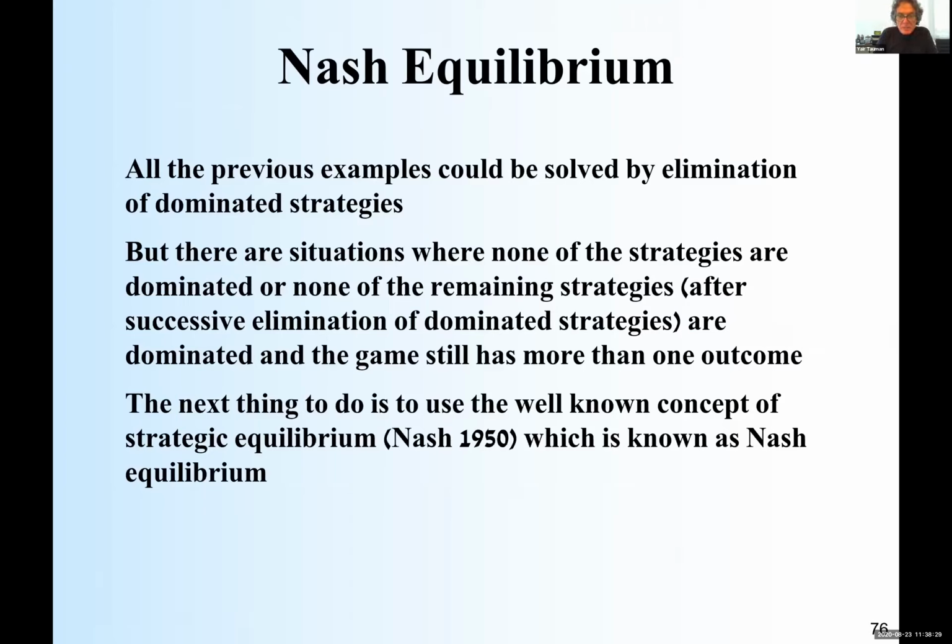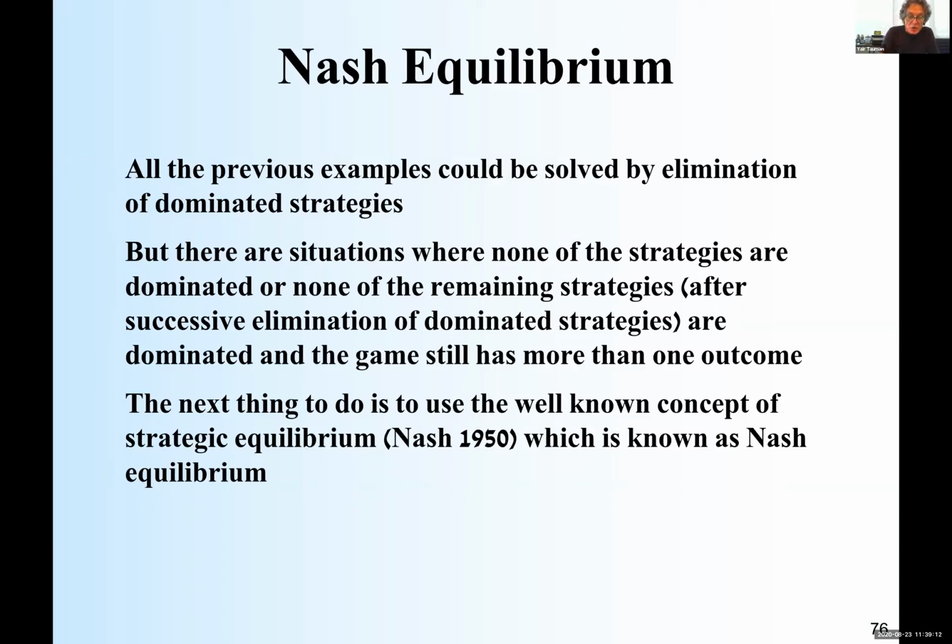So all the previous examples could be solved by simple elimination of dominated strategies, or sometimes successive elimination of strictly dominated strategies. But there are situations where no matter what you do, you cannot eliminate anymore. And then the question is how to solve the game. Or you can eliminate, but are left with some game where one player has two strategies, the other one has 5 strategies, and you cannot eliminate anymore. What do we do then?